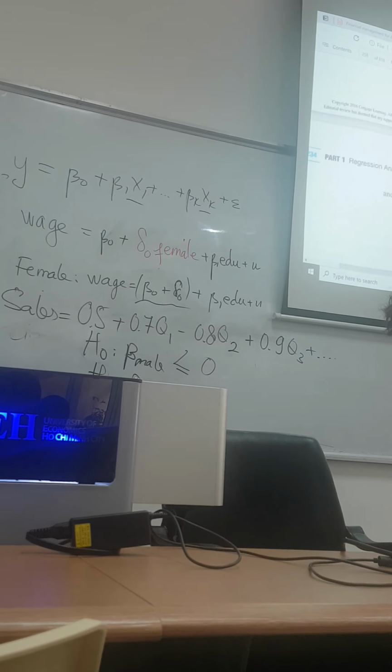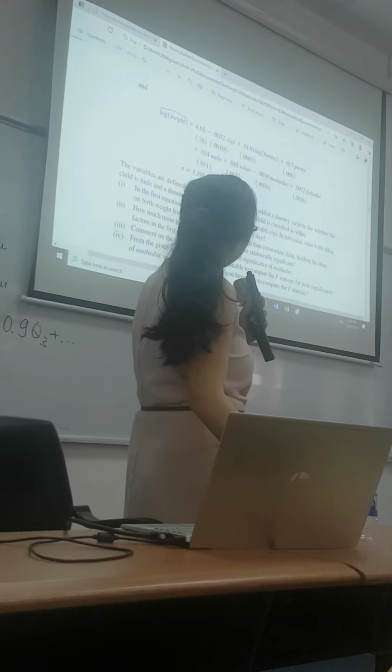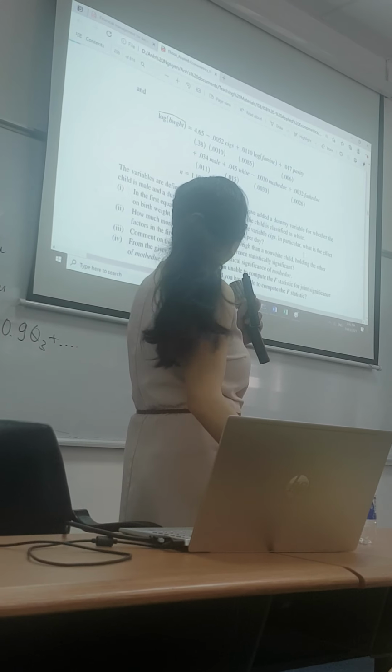And for this one here, right? It's talking about here, this is a log. Right? So this is log of the weight. And basically here you got male and white, and also you got here mother's education and father's education percentage. So the question here, right? Have a dummy variable for whether the child is male, and a dummy variable for whether they are classified as white. Okay?